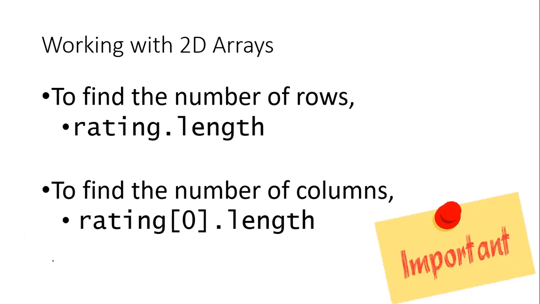Now you're saying, Marsh, why is that important? Well, if I'm trying to go through an entire 2D array, I'm going to need to know the length of this 2D array. So when we're finding the number of rows, we're going to go rating.length. Rating would be the name of our array that we're looking at. If I want the number of columns, we're going to go rating bracket 0 dot length.